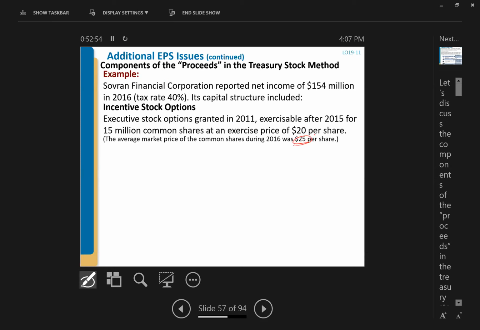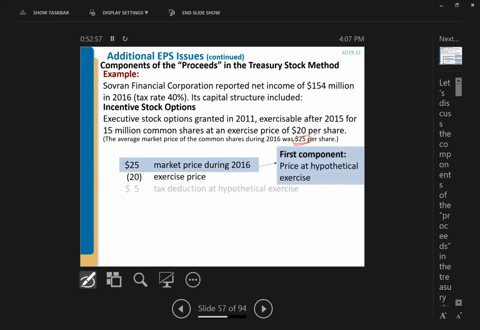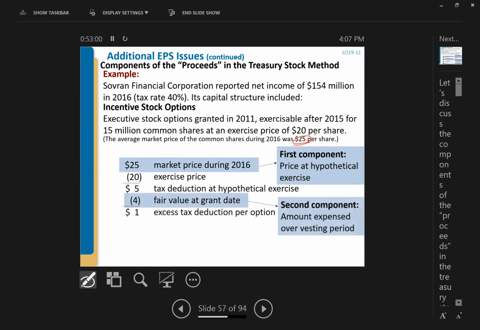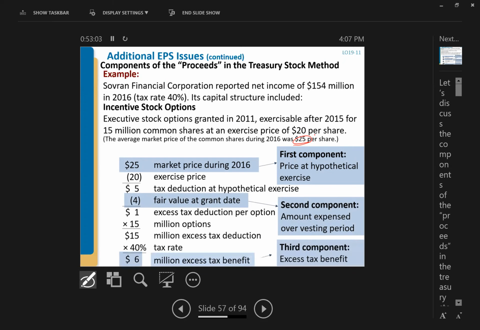So that's higher than the exercise price, and so we're going to look at the first component. Price at a hypothetical exercise. We subtract the exercise price, or the $20. This is a tax deduction at hypothetical exercise. We subtract the fair value at the grant, the amount expensed over the vesting period, which gives us $1 million excess tax deduction per option. Multiply that times the number of options, which gives us a 15 million excess tax deduction. Times the tax rate, it gives us the tax benefit of $6 million.